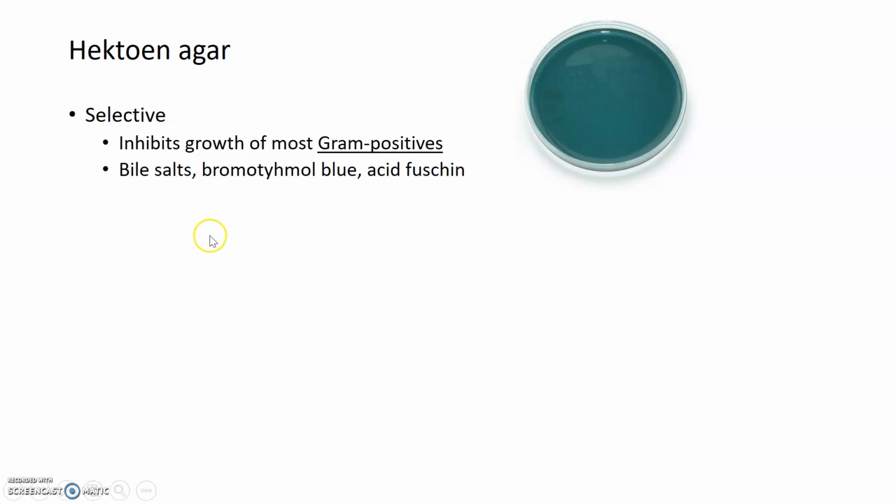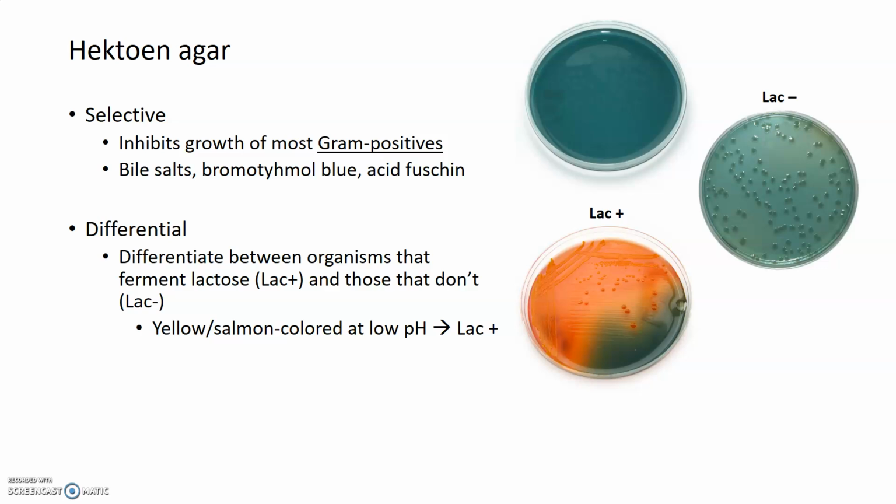Hektoen agar is another selective and differential media that has a really pretty color, kind of a Gusher's blue, if you will. And Hektoen is selective, with the addition of all these dyes as well as salt, against most gram-positive bacteria. So gram-negatives will grow fine on Hektoen agar, whereas gram-positives won't. The uninoculated plate can be seen up here. It's got this nice deep teal, and once you plate organisms on it, you can use Hektoen agar to differentiate between lactose fermenters and lactose non-fermenters, or lac-positive and lac-negative bacteria.